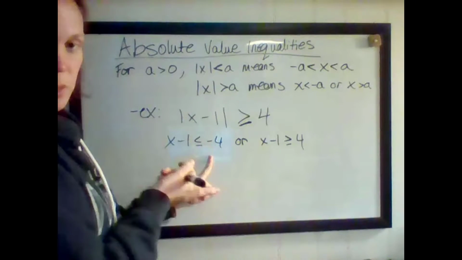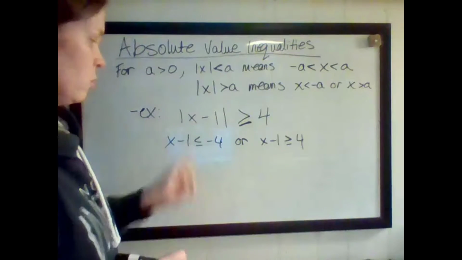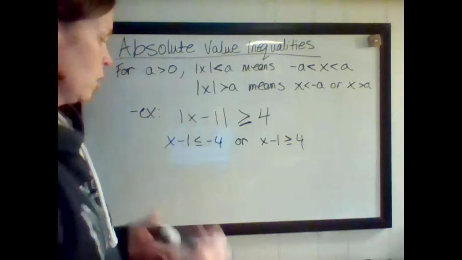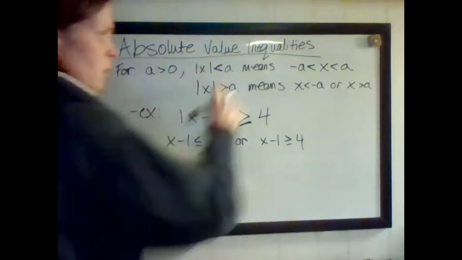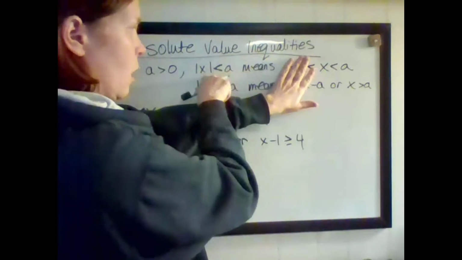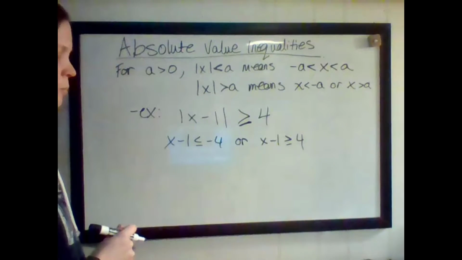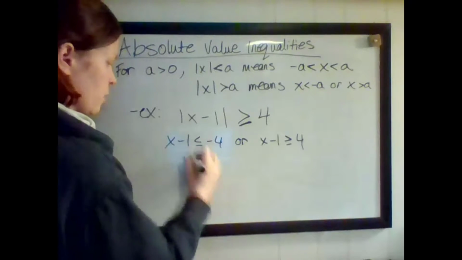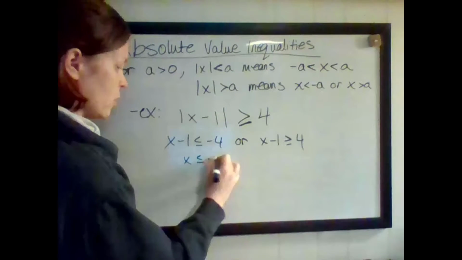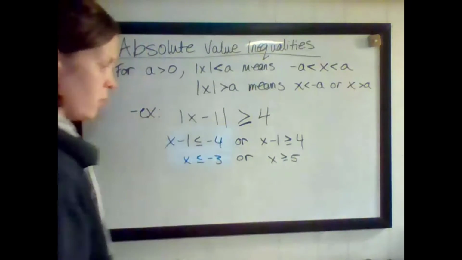For the negative one, we flip the sign around, which kind of makes sense because when you multiply or divide by a negative, then you reverse the inequality sign. So hopefully that kind of makes sense. Same with this one. The positive one is how it was originally. The negative one, the sign gets flipped around. Okay, so that means if I add 1, x is less than or equal to negative 3, or x is greater than or equal to 5.